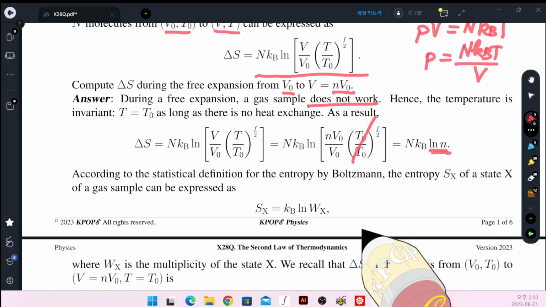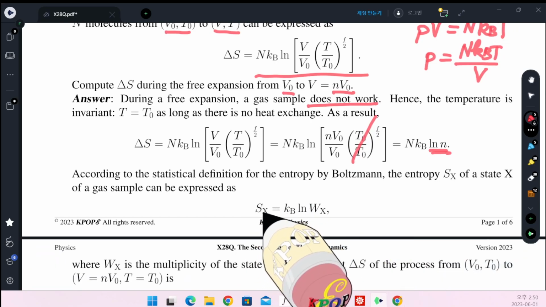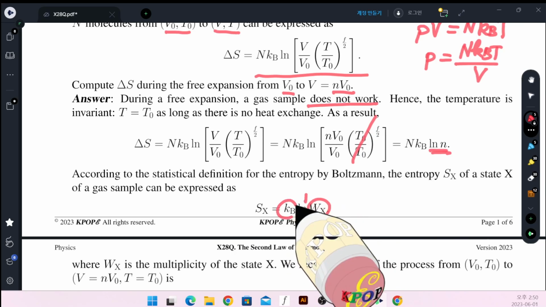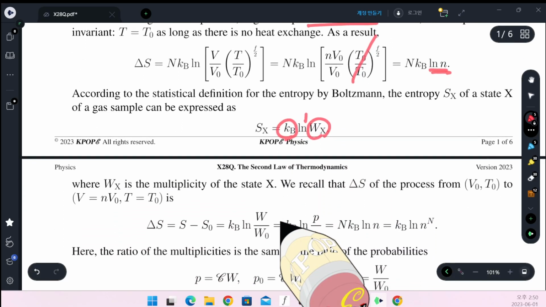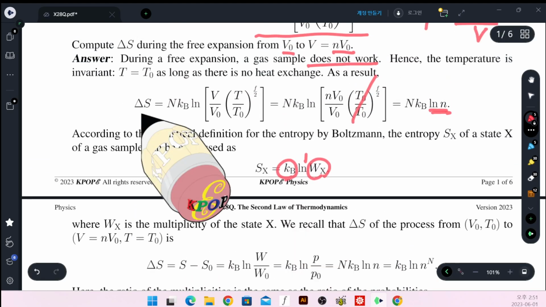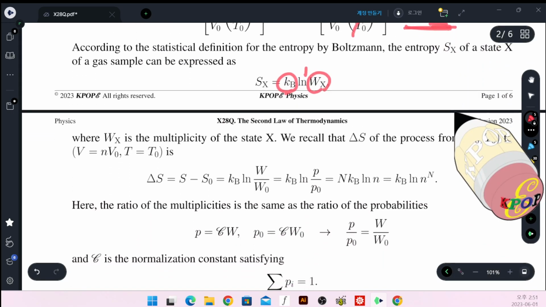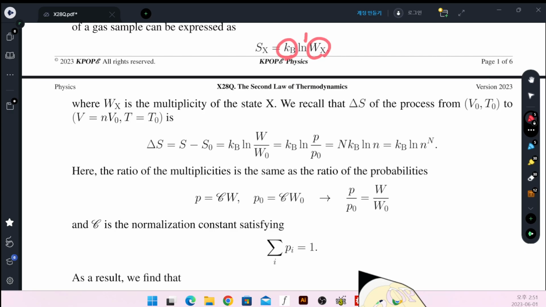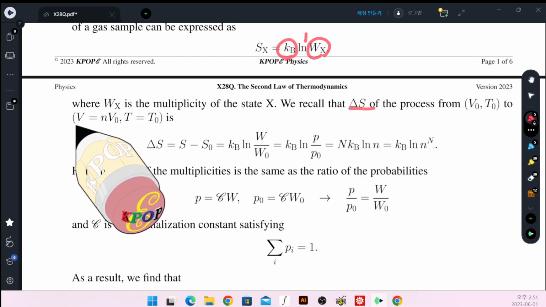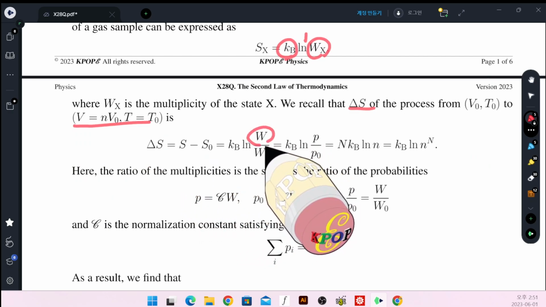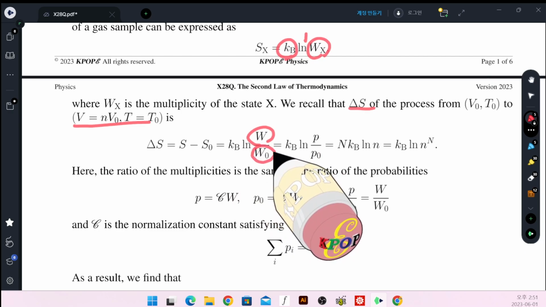According to the statistical definition of the entropy, S is kB times the log of the multiplicity, and the scale is the Boltzmann constant. Using this definition, we would like to check that our derivation is equivalent to Boltzmann's statistical expression for the entropy using multiplicity. We call delta S equals S minus S0, the multiplicity of the final state divided by the multiplicity of the initial state.